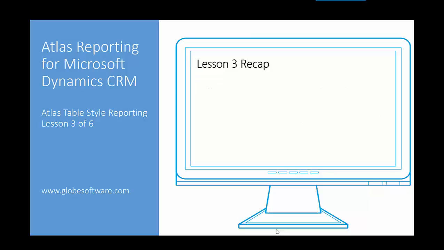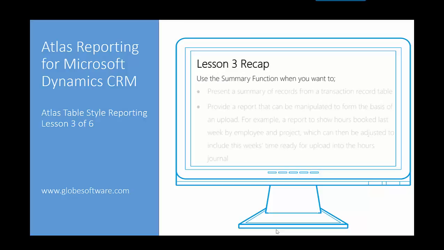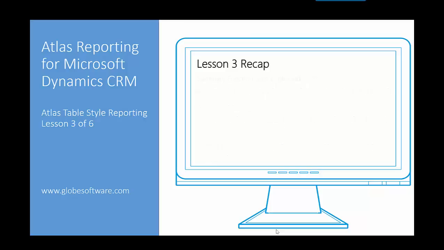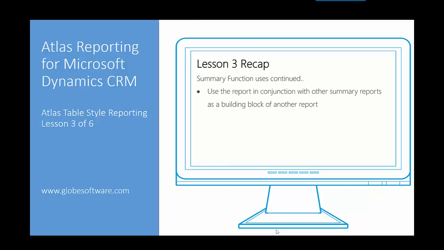Summary function. Use the summary function when you want to present a summary of records from a transaction record table. Provide a report that can be manipulated to form the basis of an upload. For example, a report to show hours booked last week by employee and project, which can then be adjusted to include this week's time ready for an upload into the hours journal. Use the report in conjunction with other summary reports as a building block for another report.